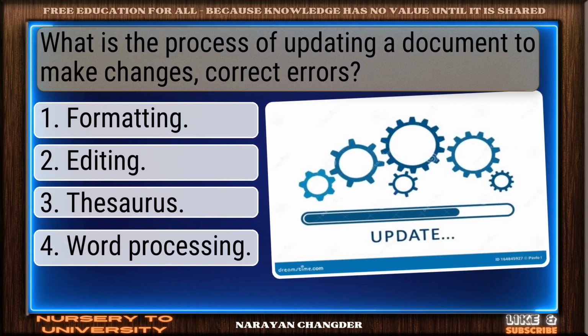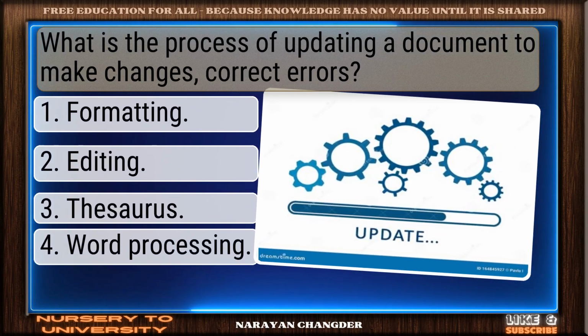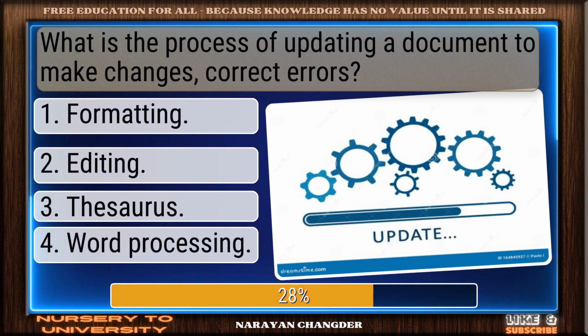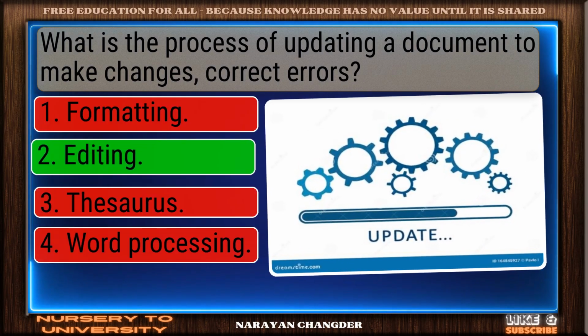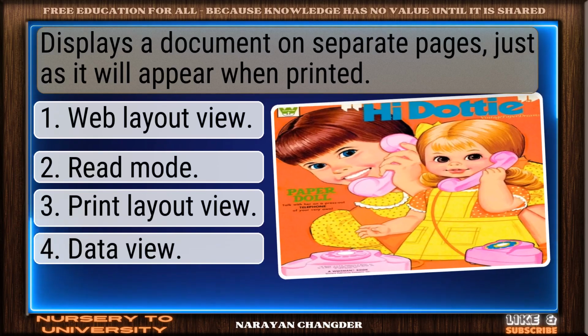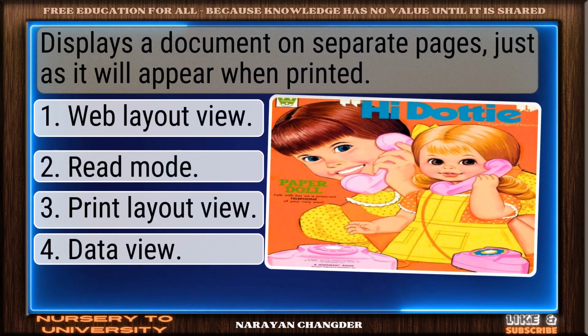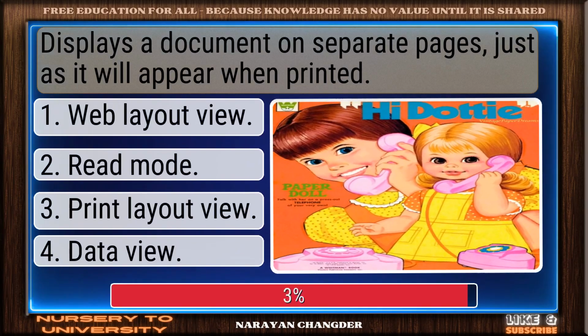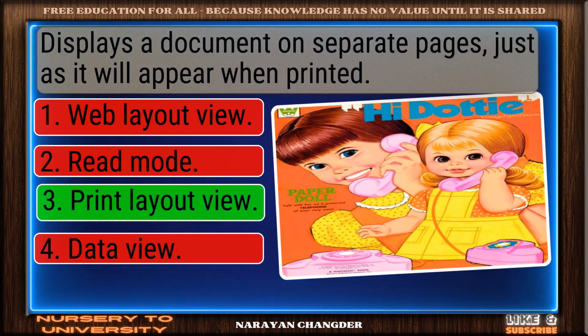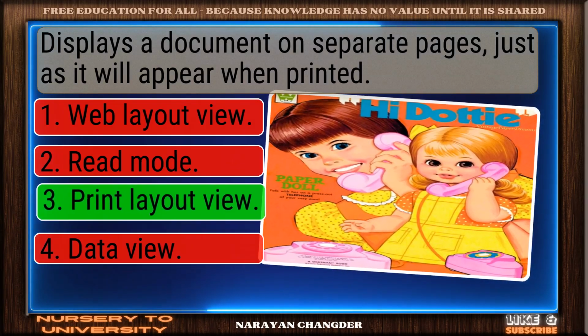What is the process of updating a document to make changes, correct errors? Sharp thinking. Editing is the right choice. Displays a document on separate pages, just as it will appear when printed. Excellent. Print layout view is a brilliant choice.